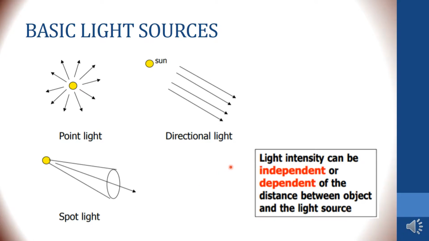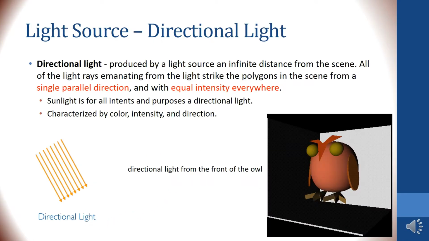But basically, the light intensity of these basic light sources can be independent or dependent of the distance between the object and the light source. So let's find out how the point light looks, how the directional light works, and how the spotlight works. So what is directional light?